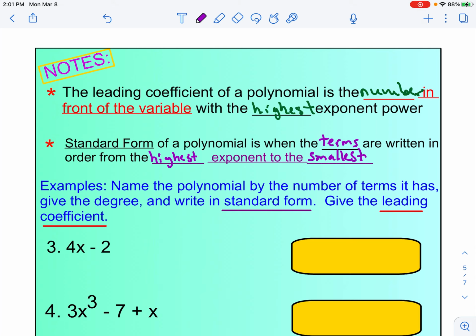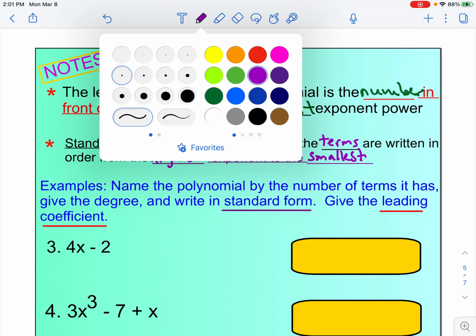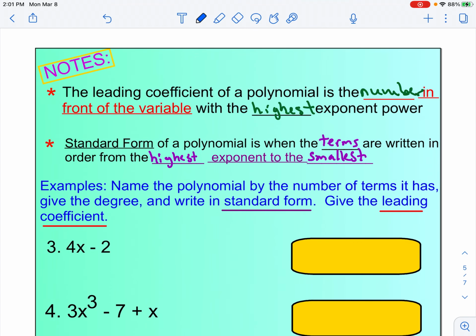So we're going to go back here and start by talking about naming the polynomial by the number of terms it has. Let's do that first. Number 3, how many terms does it have? It has 1, 2. So 2 terms, it's called a binomial.